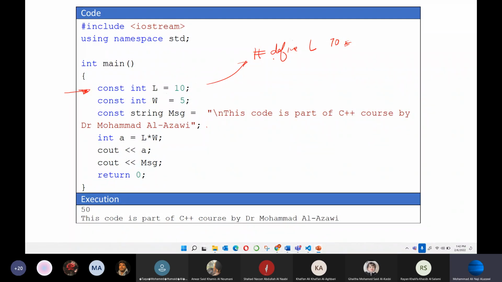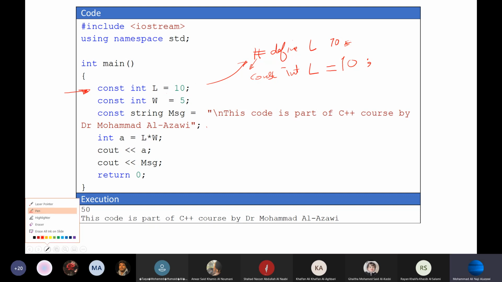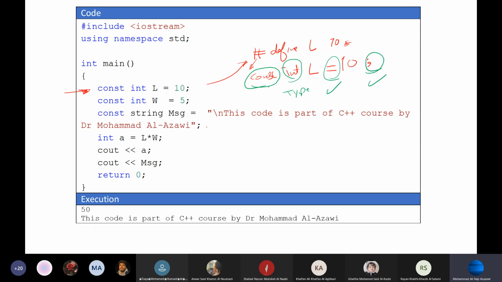To compare between them, here instead of using this one, I use constant. I need to define the type, then the name, equals 10 and semicolon. Let me highlight these things. See this one, the type, you need to use the type, the name is there, equal, we need to use it, and semicolon. All these things are not used in the definition.